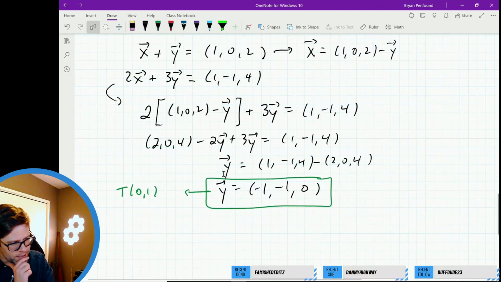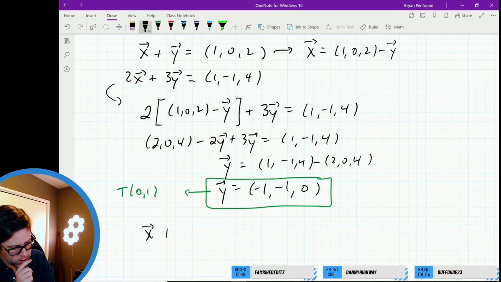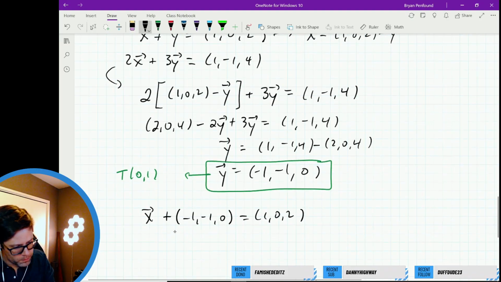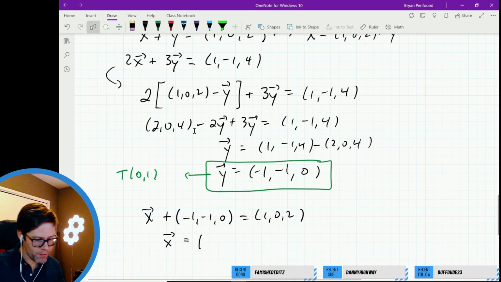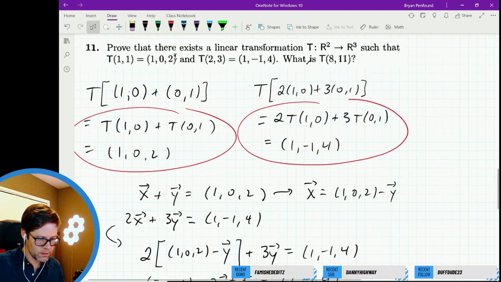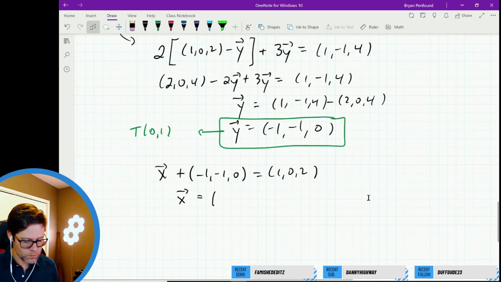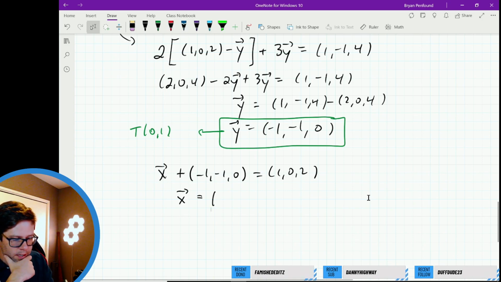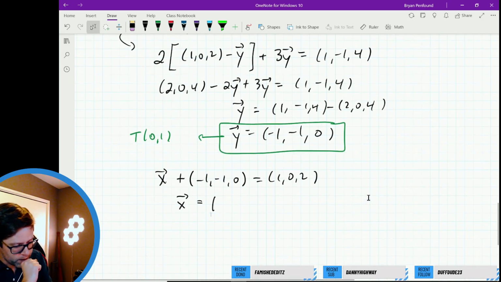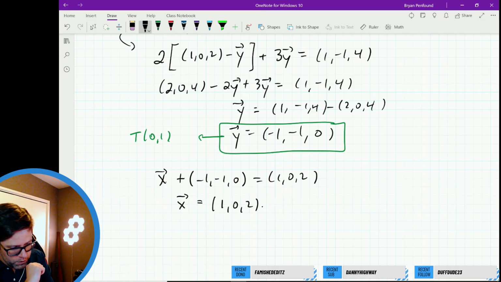If we sub that back into x plus y, that would give us x plus this is equal to this. Again, I haven't really justified why this is linear. I'm just doing a lot of rough work right now, right? And most of this rough work is going to help me to figure out what's going on with the second part of the question. So if I get (1, 0, 2), take away (-1, -1, 0), what are we going to get here?